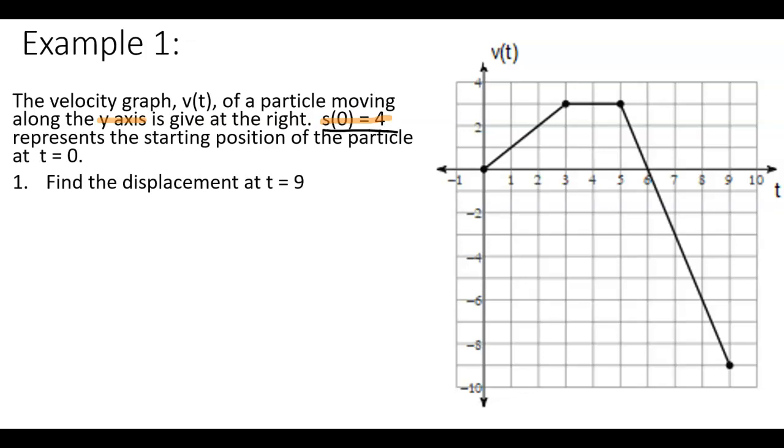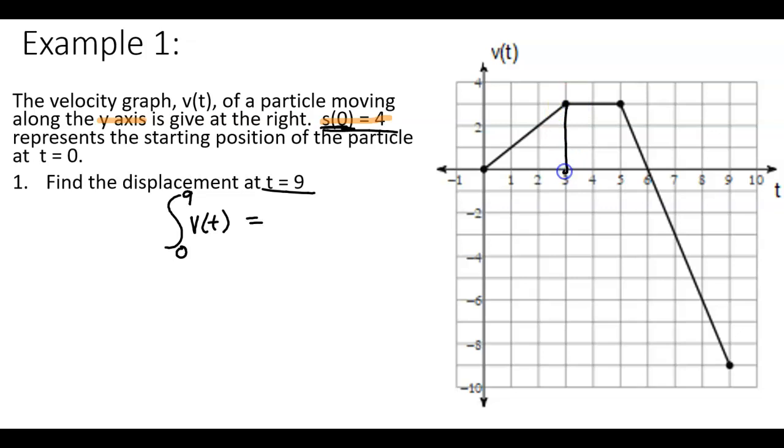So, how do you find displacement? Displacement is the integral of the velocity on the interval that you care about. Since I want to go up to time 9, we're starting at 0 and we're ending at 9. And so this would be my displacement from 0 to 9. Now, in this case, we're going to solve this with geometry, because all of these are just straight lines that we could just do some basic geometry with.